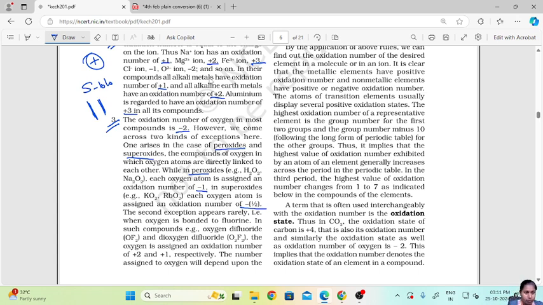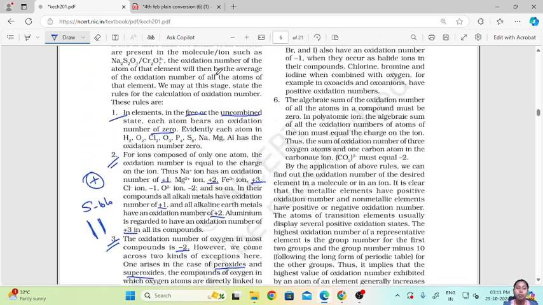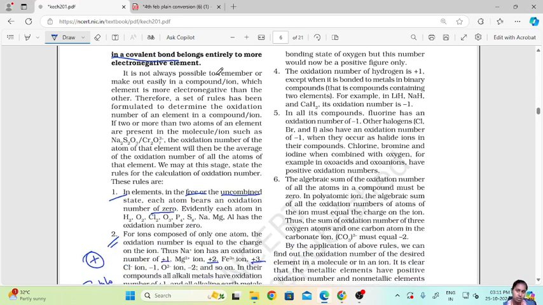It appears when oxygen is bonded to fluorine, such as oxygen difluoride OF2 or dioxygen difluoride O2F2. The oxygen is assigned an oxidation number of +2 and +1. Instead of a negative sign, it gets a positive sign, because compared to oxygen, fluorine is more electronegative. So the number assigned to oxygen will depend upon the bonding state of oxygen, but this number would now be a positive figure only.